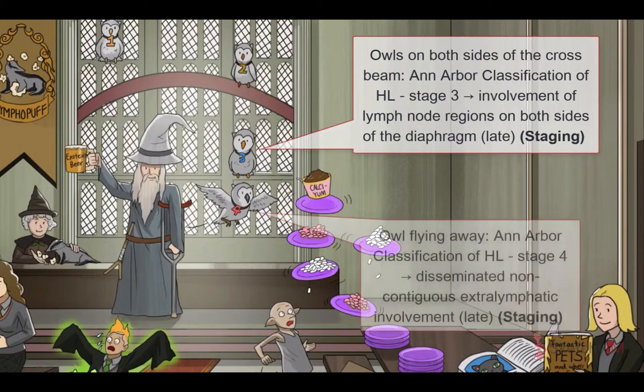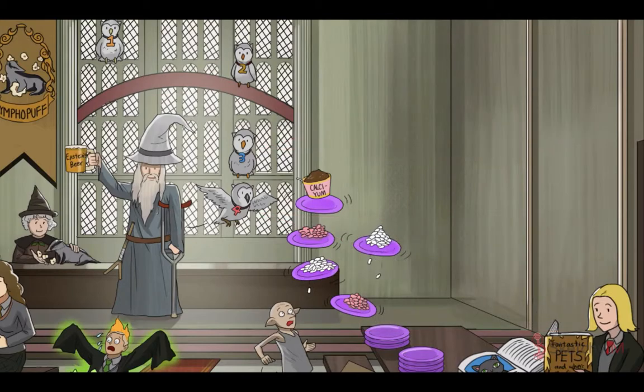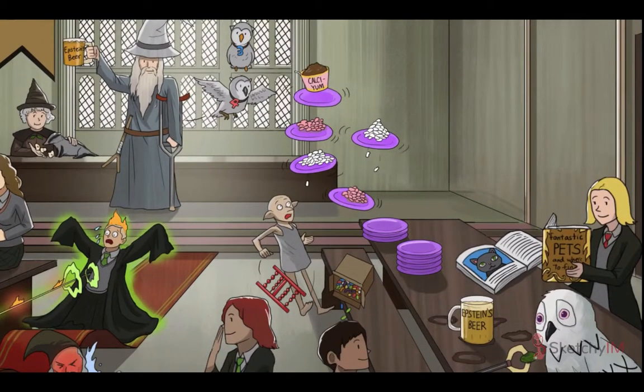And finally, stage 4 involves disseminated non-contiguous extralymphatic involvement. So, we've made the number 4 owl flying over to extralymphatic tissues. Stages 3 and 4 are considered advanced stage disease.